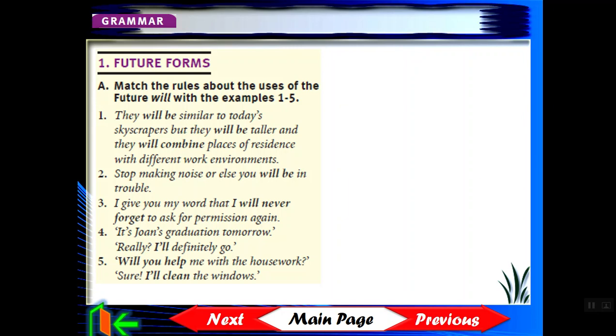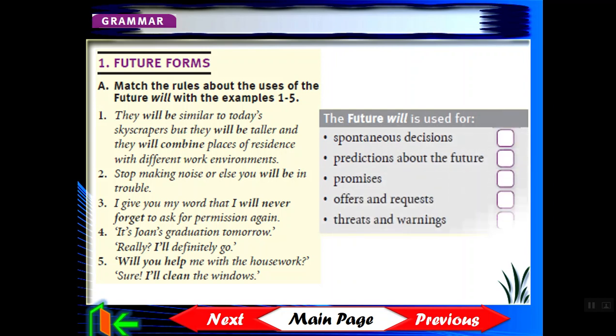Number 2, stop making noise or else you will be in trouble. Trouble means a problem. Number 3, I give you my word that I will never forget to ask for permission again. Number 4, it's Juwan's graduation, تخرج, tomorrow. Really? I'll definitely go. Number 5, will you help me with the housework? Sure, I'll clean the windows.